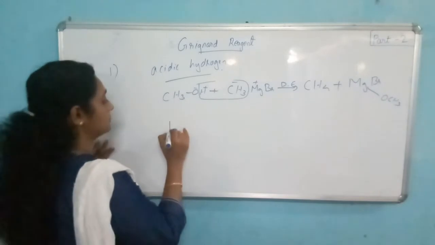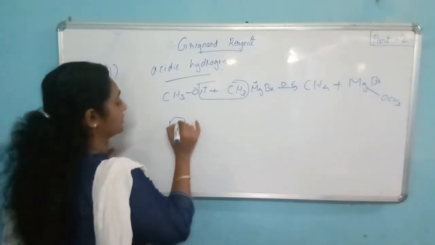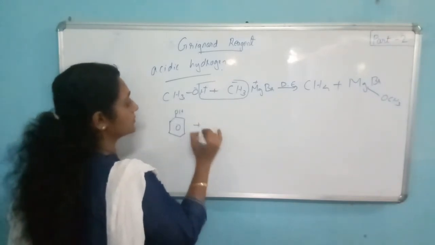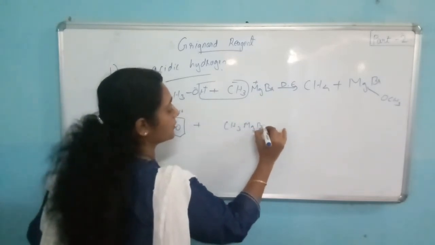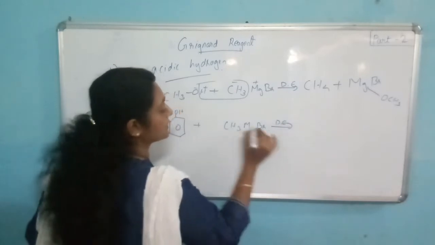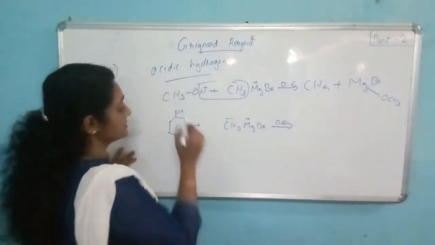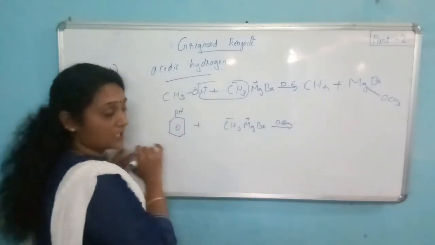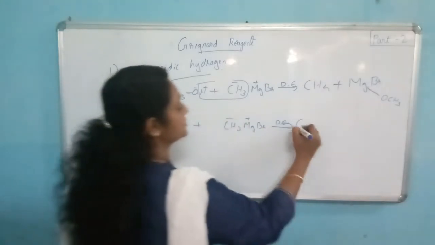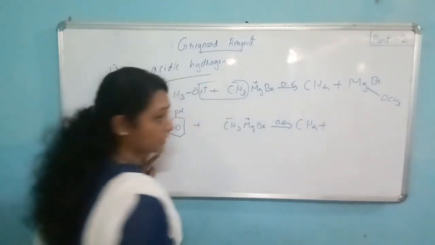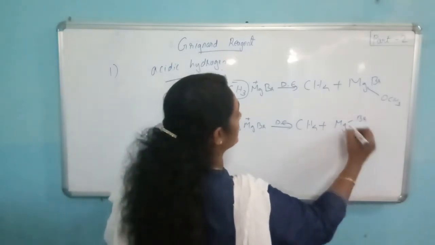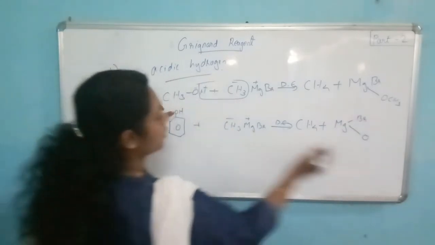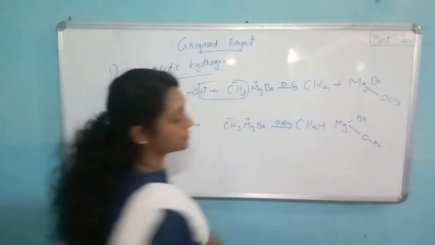Another example, phenol, C6H5OH, reacts with the same CH3MgBr. What will be the product in presence of dry ether? Mg plus CH3 minus. This is the acidic hydrogen. It can easily accept the hydrogen and form CH4 alkane, and the side product MgBr, the O and the phenyl group.